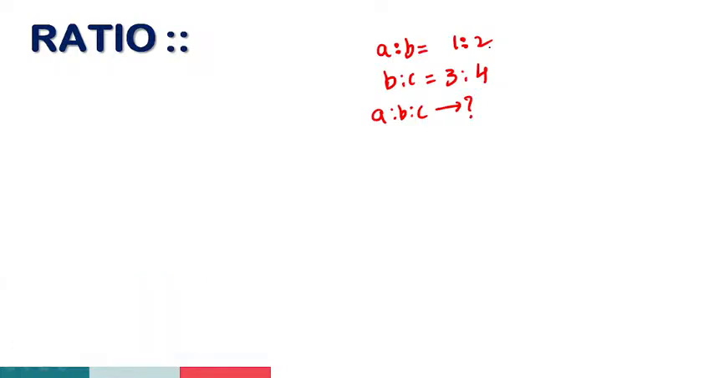For example, this is equation number 1 and this is equation number 2. As you already know, guys, A means how many parts? One part. B means how many parts? Two parts. Again here B means how many parts? Three parts. And C means how many parts? Four parts. And A and C are very clear.